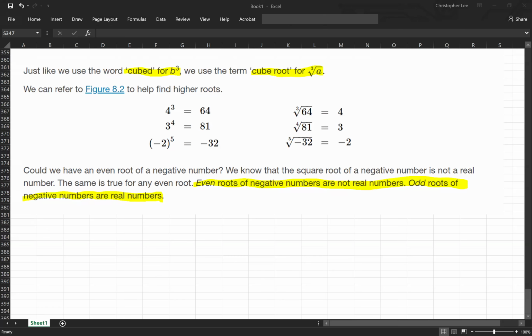Also, if you're wondering, yeah, this is on your formula sheet. All right. So nothing to memorize here.